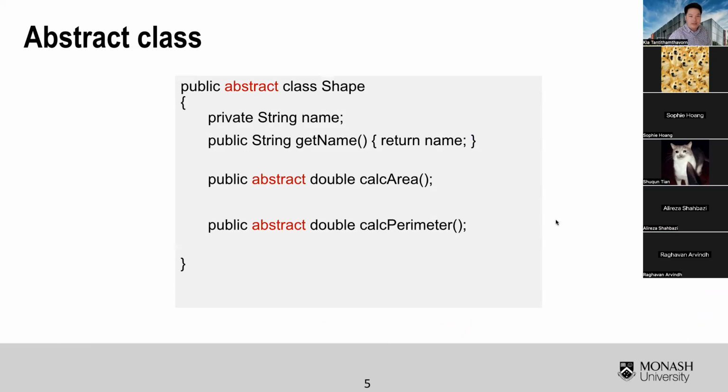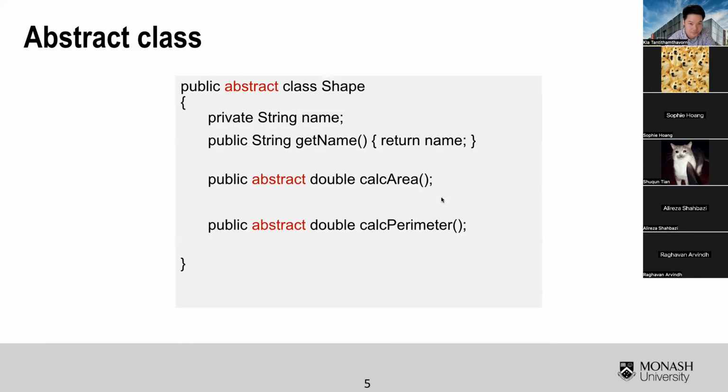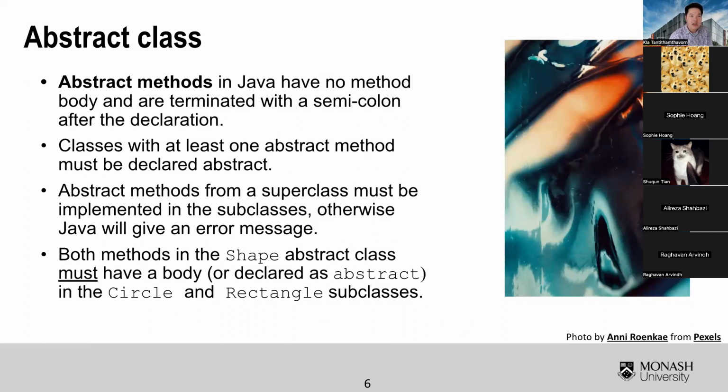Okay, shape again. This is an example of the abstract class when we implement it in Java. We just use the term abstract. An abstract method in Java has no method body and is terminated with a semicolon after the declaration. That's the basic implementation in the Java programming language.